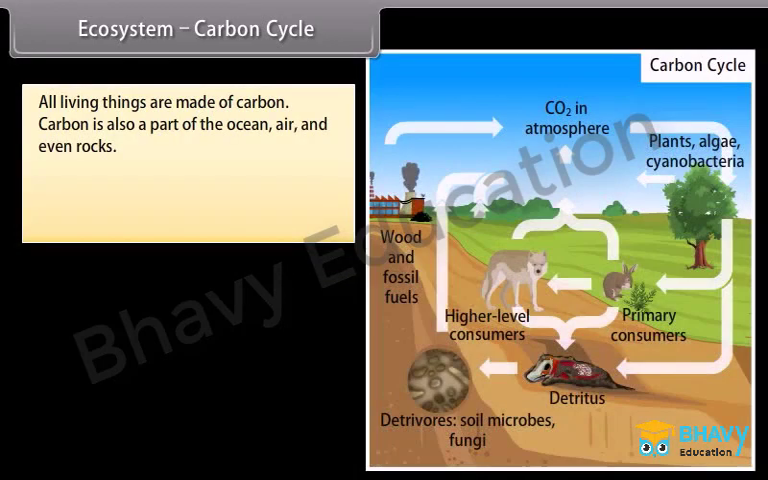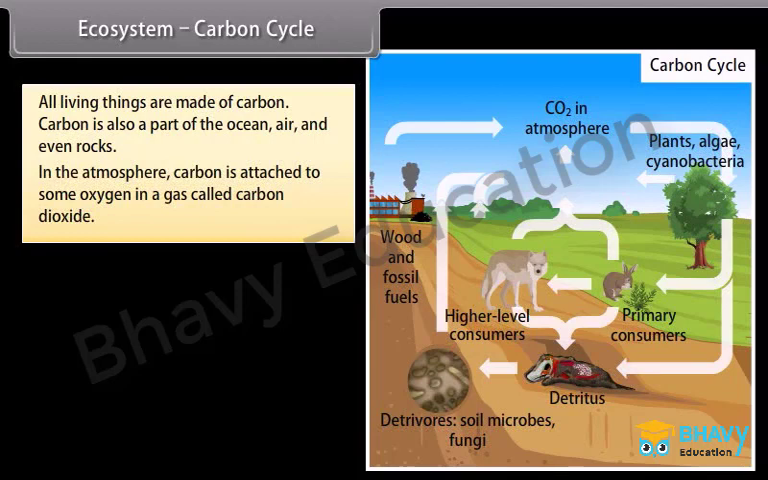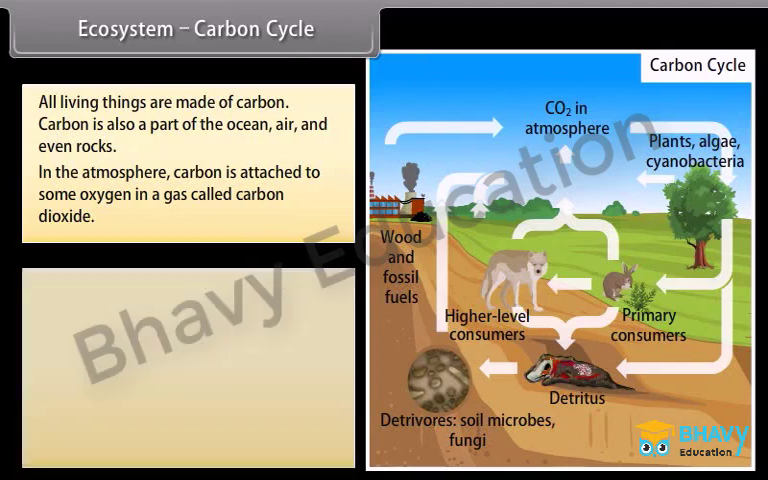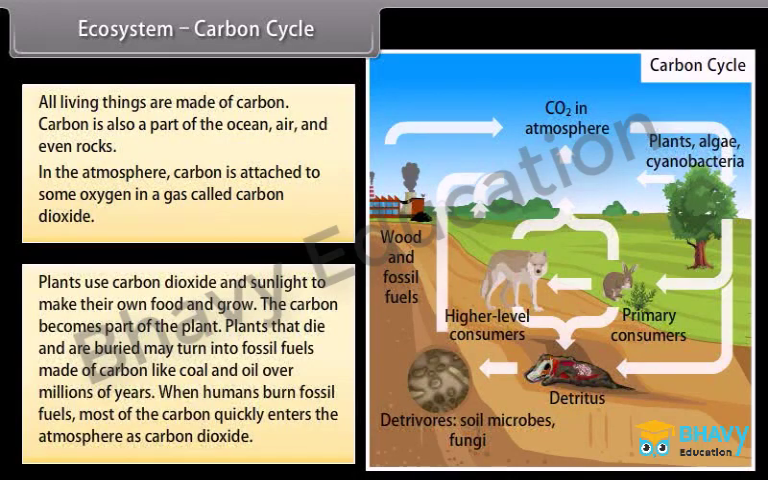Ecosystem, carbon cycle. All living things are made of carbon. Carbon is also a part of the ocean, air, and even rocks. In the atmosphere, carbon is attached to some oxygen in a gas called carbon dioxide. Plants use carbon dioxide and sunlight to make their own food and grow. The carbon becomes part of the plant.